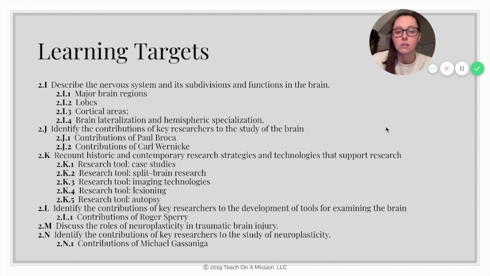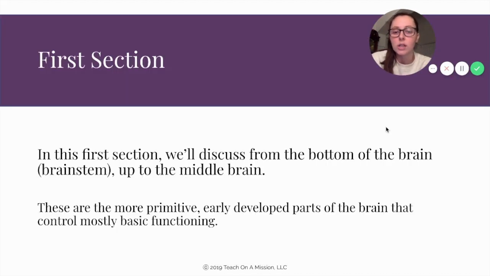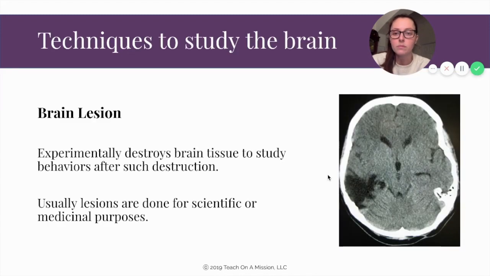So the first section, we're going to talk about the bottom part of the brain, and that's called the brainstem, up to the middle part of the brain, which is literally in the middle of your brain. These are more of our primitive parts of the brain that we share along with other animals, other mammals. Like if we were dissecting our sheep's brains like we normally do in a traditional setting, we would see the brainstem and the middle brain on the sheep.